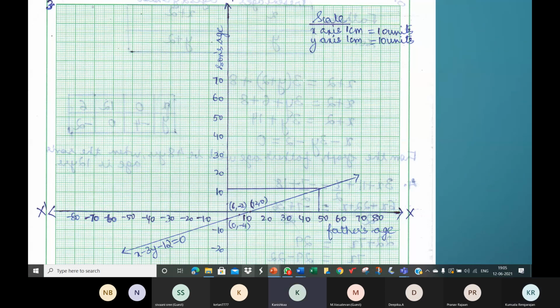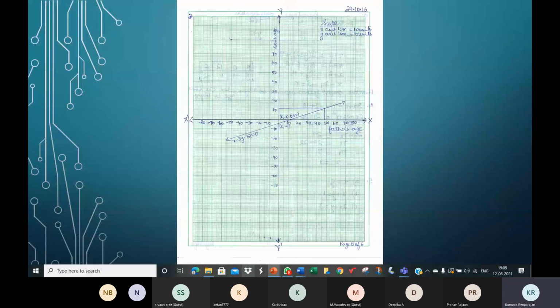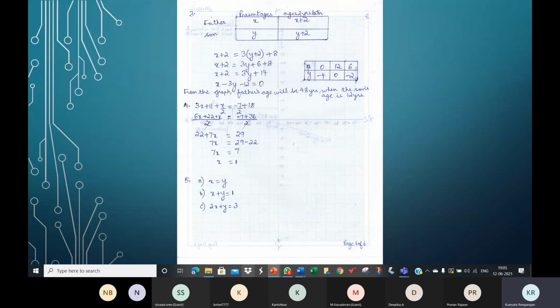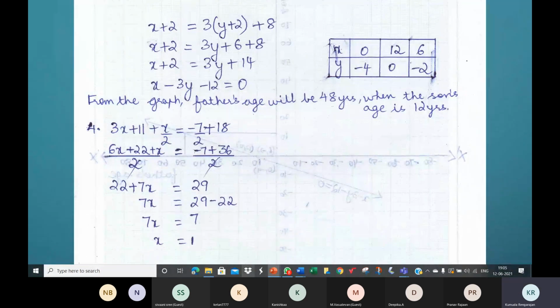Ma'am, can we use our own values? For this one, I did not give any value, no? For this one, you are free to use your values. This is the table which I have made. You can use your own values, yes. You can make your own XY table. You can use different values for X and find the corresponding values of Y. Yes, you can do that. Okay, ma'am.